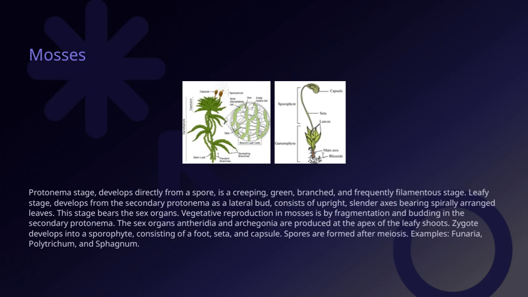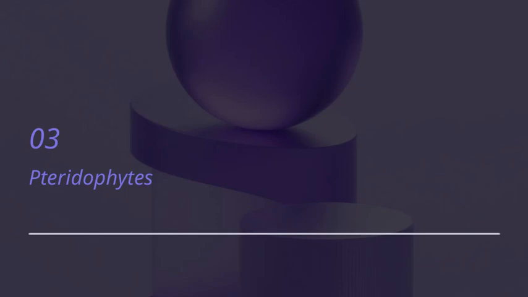When fertilization occurs, the zygote develops into a sporophyte, which is composed of three parts: a foot, a seta, and a capsule. Inside the capsule, spores are produced after meiosis, which will eventually disperse and grow into new protonema, continuing the cycle. Some common examples of mosses include Funaria, Polytrichum, and Sphagnum. These plants play important roles in ecosystems, especially in water retention and soil formation, tying into our broader theme of plant diversity and adaptation. Let's take a closer look at pteridophytes.